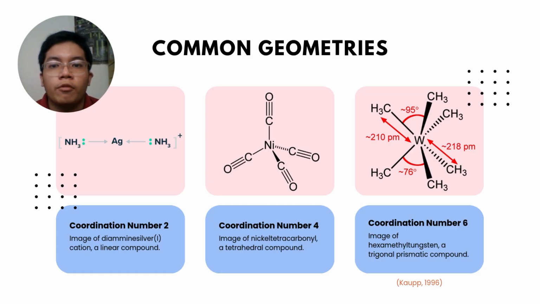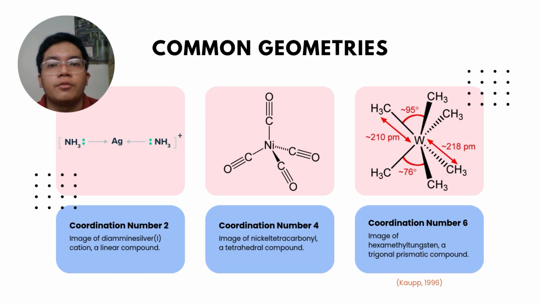Our first entry of common geometries will be for coordination number 2. The shape for this geometry is typically linear, where two ligands are 180 degrees from each other around the central atom. Appearances of this geometry are uncommon for first-row transition metals. An example of a coordination number 2 compound is diamminesilver(I) cation with 2 ammonia ligands.